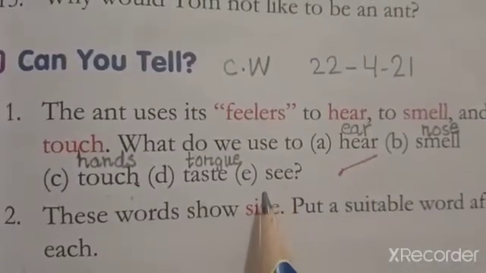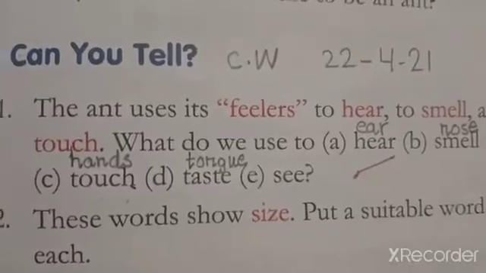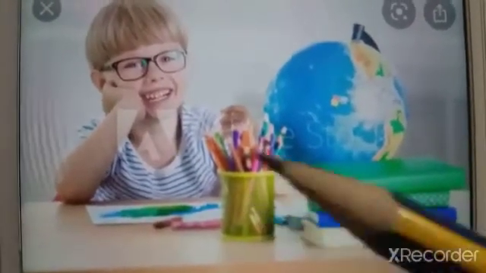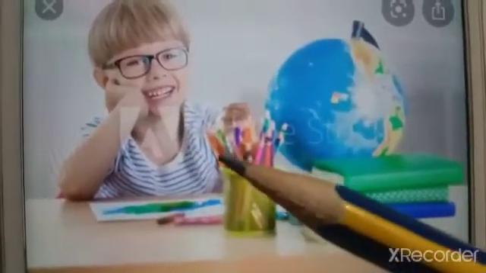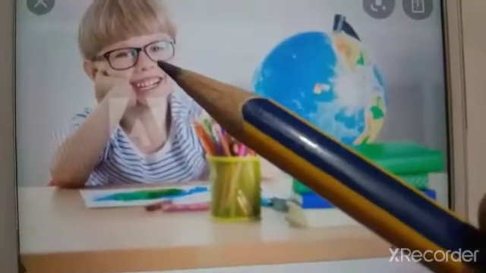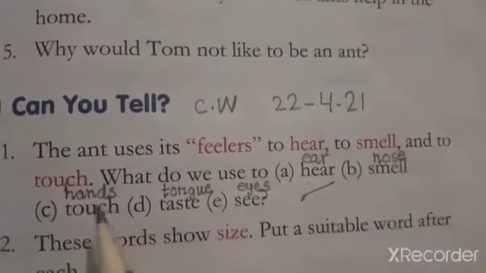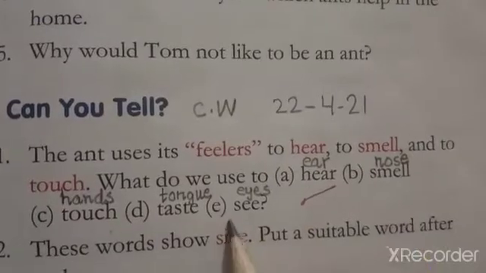Our E part is see. We see with our eyes. Look here in this picture. We use our eyes to watch anything. Okay. So when we need to watch something, we use our eyes. We see with our eyes. Write it here. Like this, you have to do this part A neatly in your book.